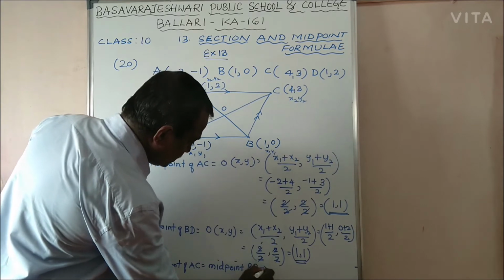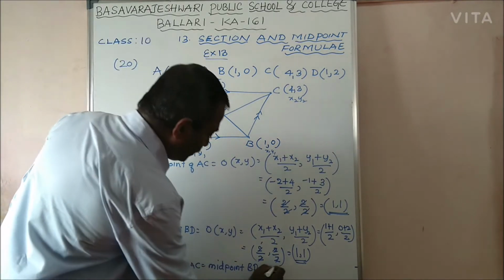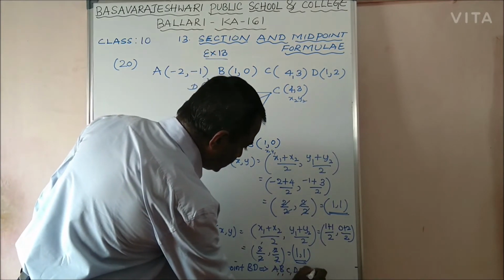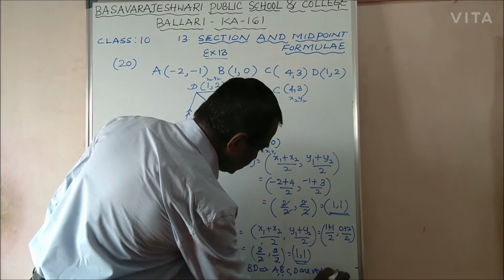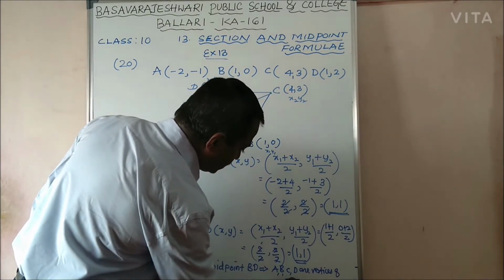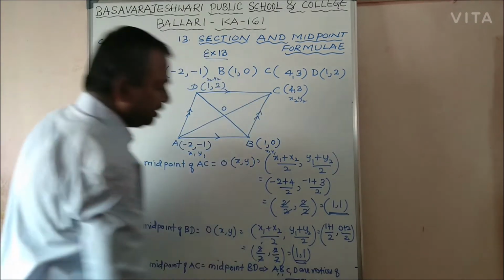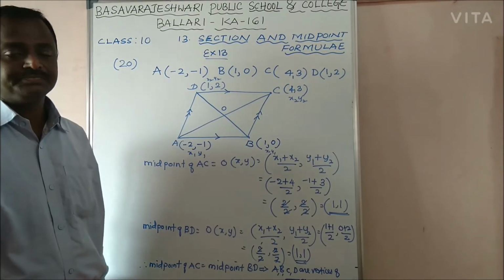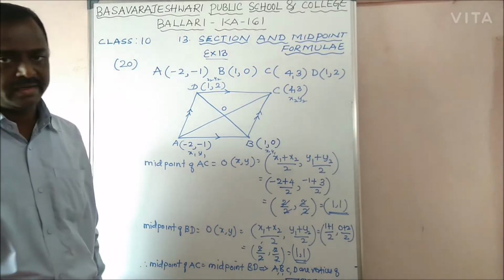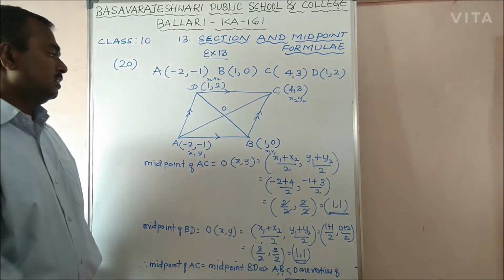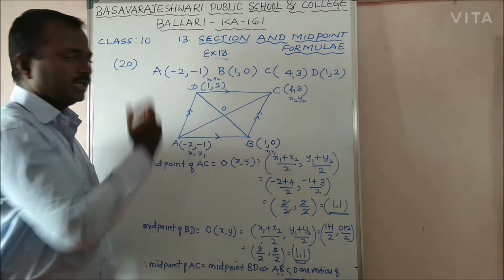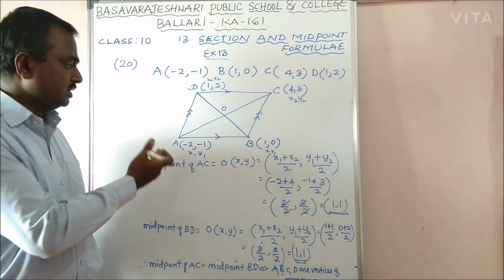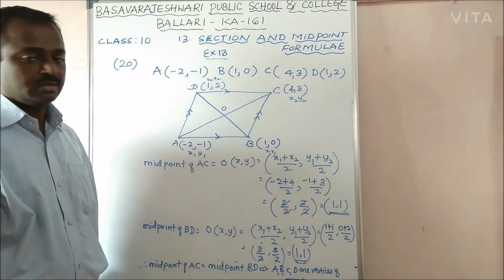So this implies A, B, C, D are the vertices of a parallelogram. So this is how we can prove that they are vertices of a parallelogram. We can also find out that AB and CD are equal using the distance formula. That is also something we can apply. Anyhow, this is the answer for question 20.